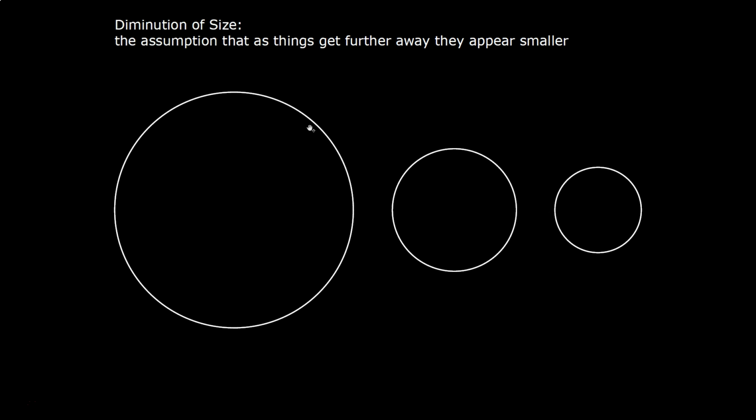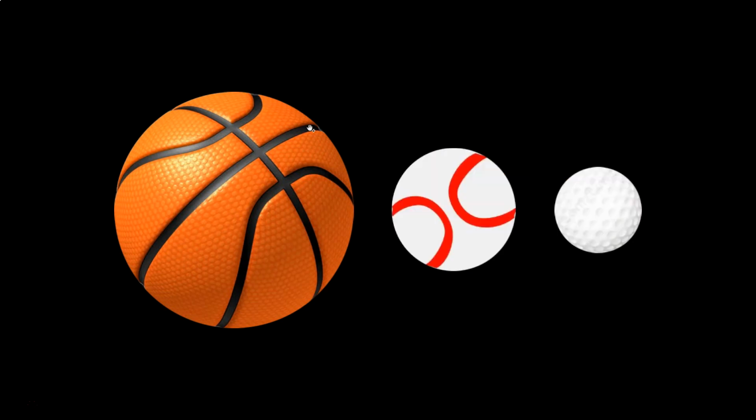So with 3 circles like this, I could interpret it as 3 basketballs getting further away from me. Again, there's some ambiguity. It could also just represent like a basketball, a softball, and a golf ball all right next to each other, hung on a string. But it's pretty easy to make an assumption of it being like this.